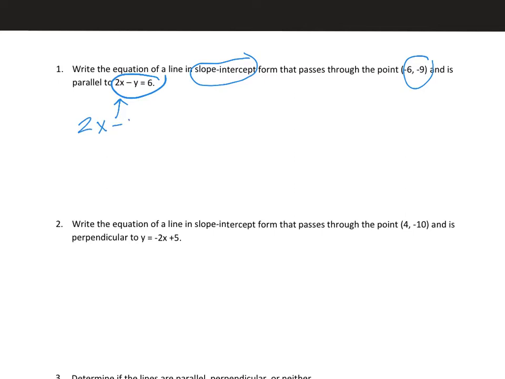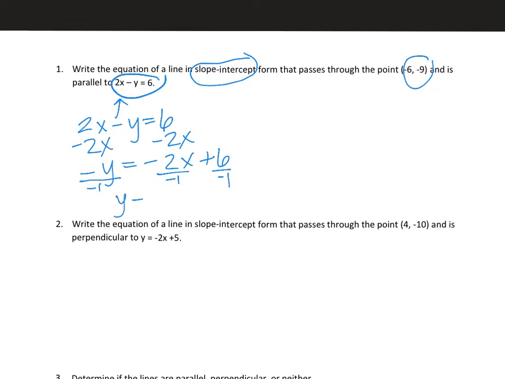So I'm just going to write it down as it is, and then I want to get my y by itself. So I'm going to subtract 2x on both sides. When I do that, I get -y equals -2x plus 6. And then I'm going to divide both sides by -1 to get that y to be positive. So divide by -1, divide by -1. And so then we have y is equal to positive 2x minus 6. So this is in slope-intercept form.